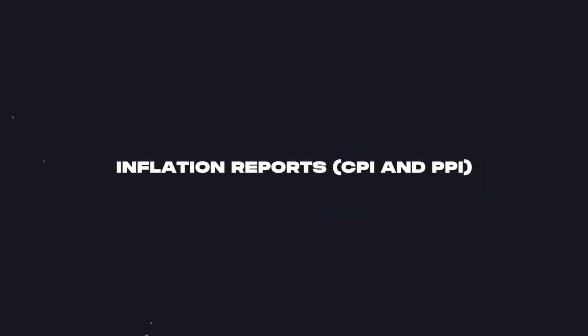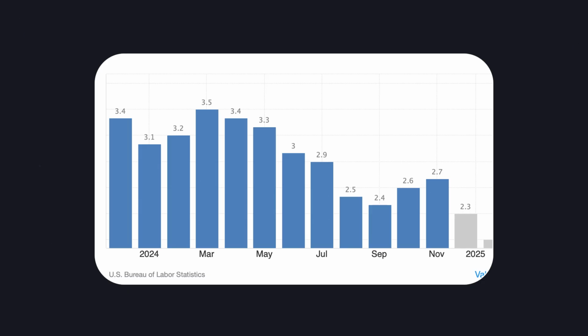Next, inflation report, CPI and PPI. What it means? The Consumer Price Index, CPI, and Producer Price Index, PPI, measure inflation at the consumer and producer levels, respectively. These reports show how fast prices are rising, which directly affects purchasing power.